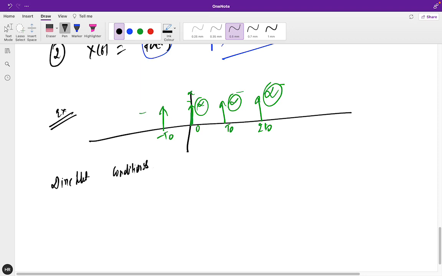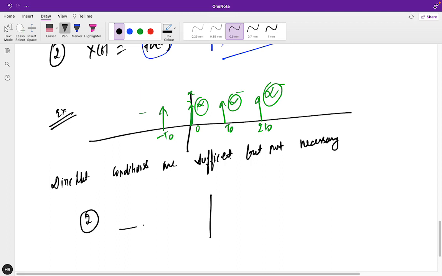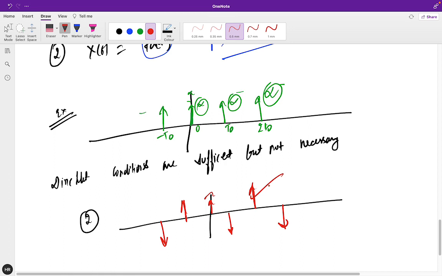Dirichlet conditions are sufficient but not necessary. Okay, so another example is, like you have a particular signal, then the signal is going down, this is the impulse function, this particular one is the impulse function. So here also the Fourier series expansion is possible.